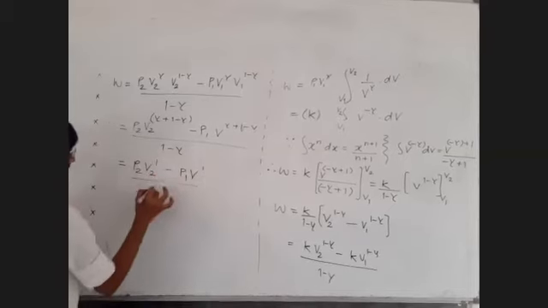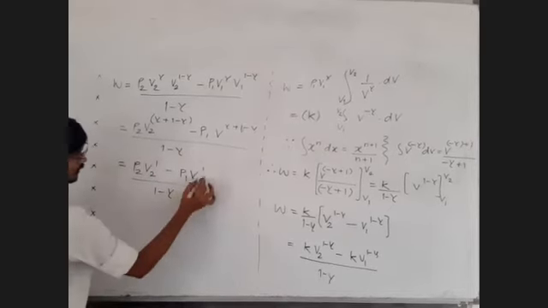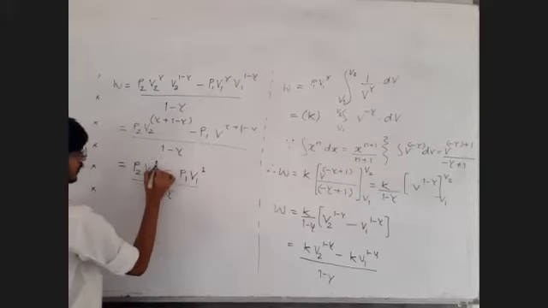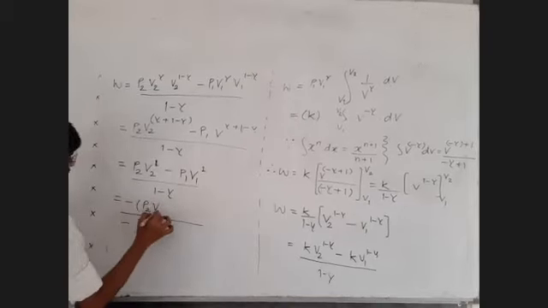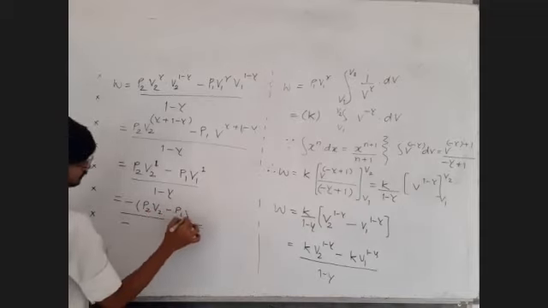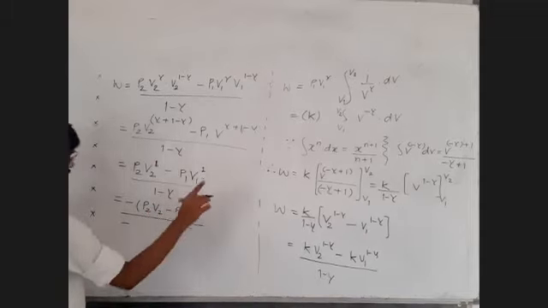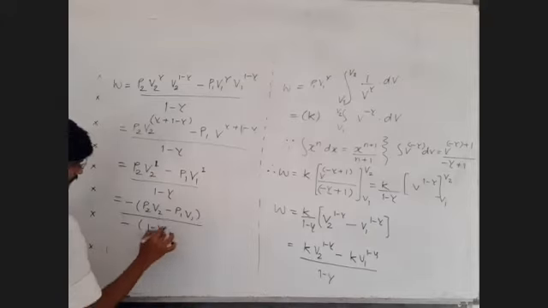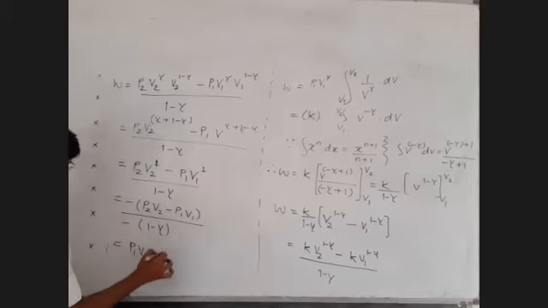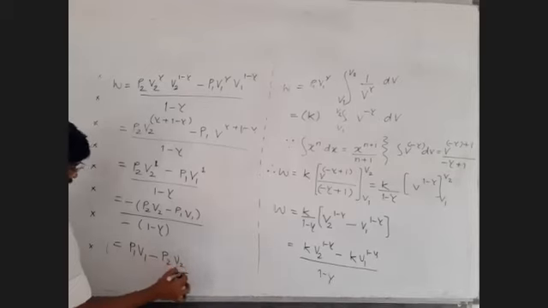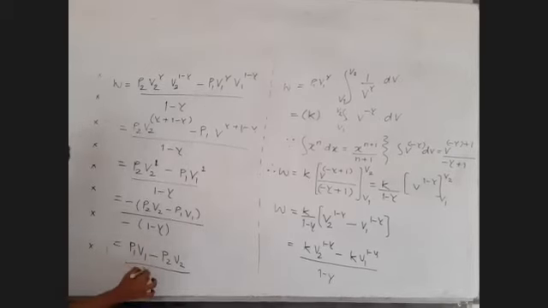But sir, you don't like that 1 minus gamma, right? Yes, I don't like that 1 minus gamma. Let's do it. Gamma minus 1. Multiplying numerator and denominator by minus sign. Raised to 1, no need to write. So the final formula is, guys, P1 V1, this term will become positive, this term will become negative. P1 V1 minus P2 V2 upon gamma minus 1.